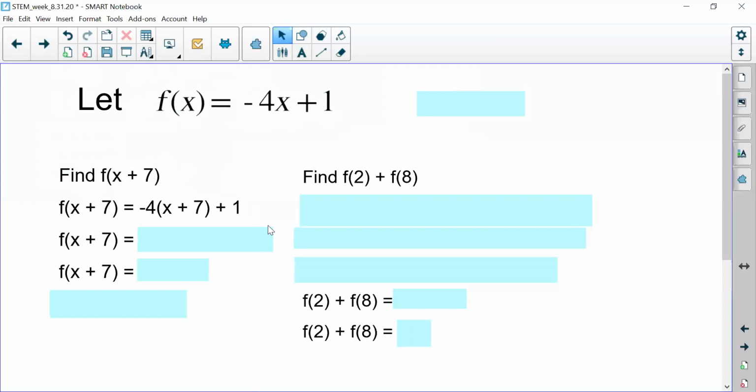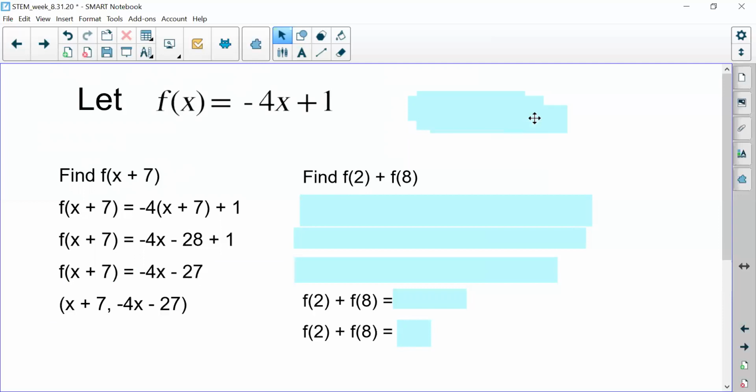And now I just need to do what I see. I see multiplication mixed with addition. That means I distribute. So negative 4 times x, negative 4 times 7. I get negative 4x minus 28. And then I see I have like terms. Negative 28 and positive 1 are both integers, so I can add them up to get negative 27. And I'm stuck. I can't combine these. They're not like terms, so I must be done. And I am done. F of x plus 7 results in negative 4x minus 27.